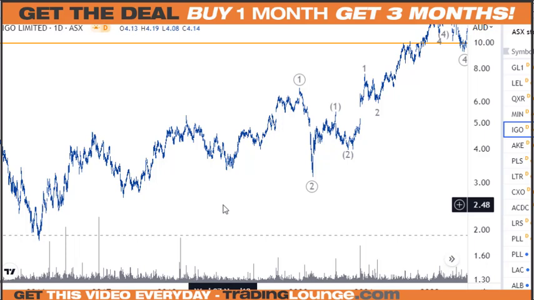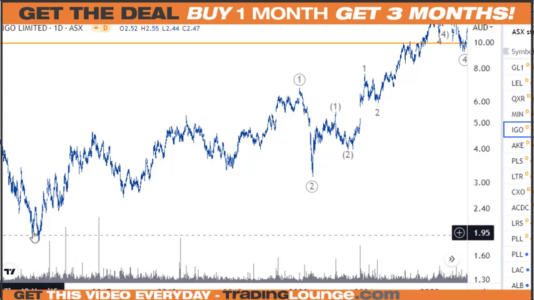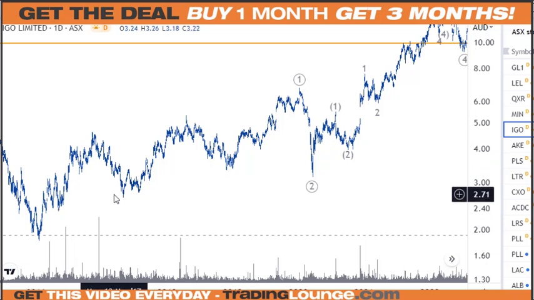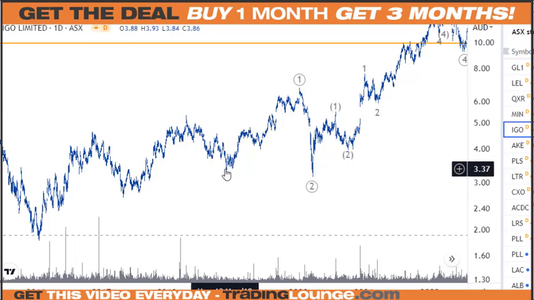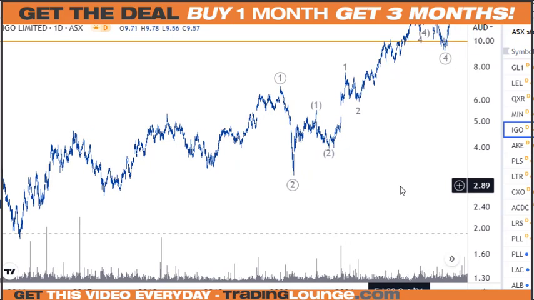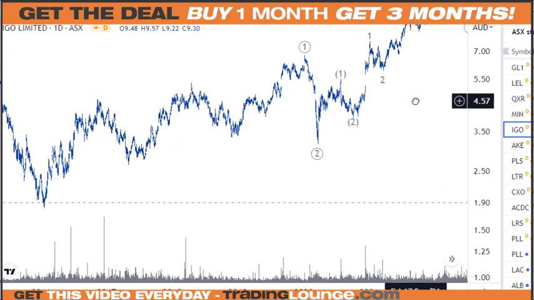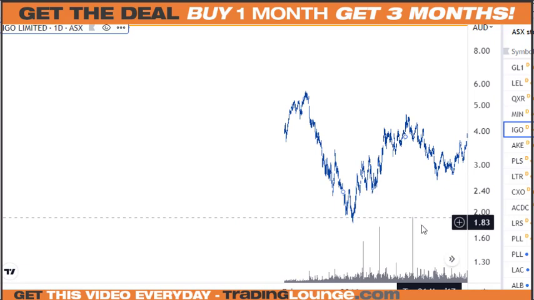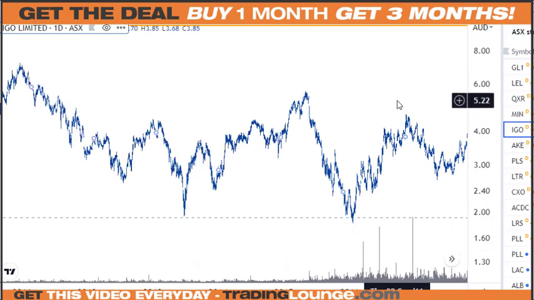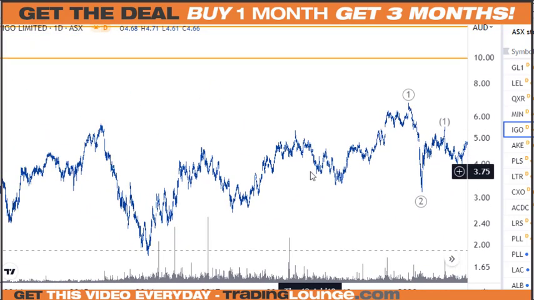So there might be another way to count this in terms of 1 and 2 here, and then 1 and 2, and that would give us wave 1 here and 2 here. I can't get it out of here though, I can see the structure. And there's such a nice wave 2 here. So I'm thinking that we've got wave 1, that's the low of the other correction at that point. Unless we look at that as a triangle pattern, that's possible.